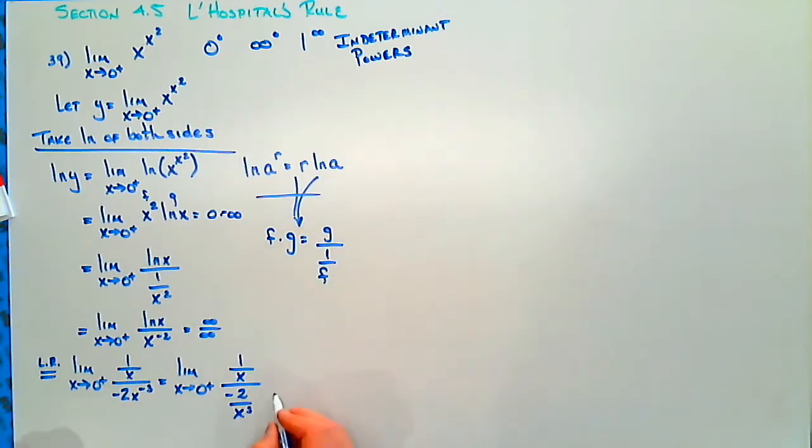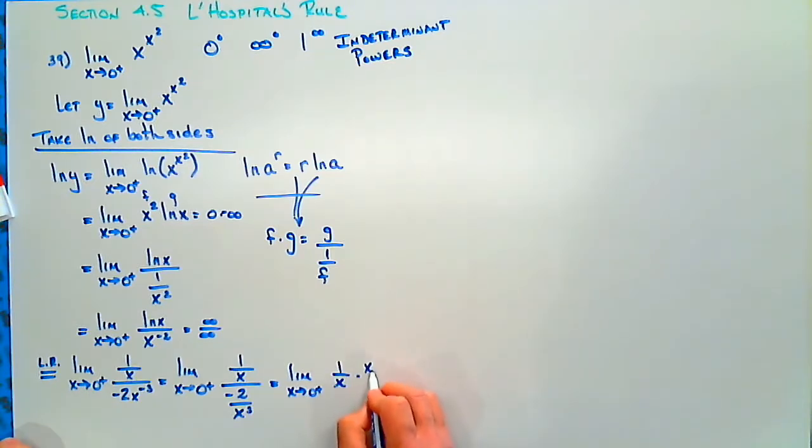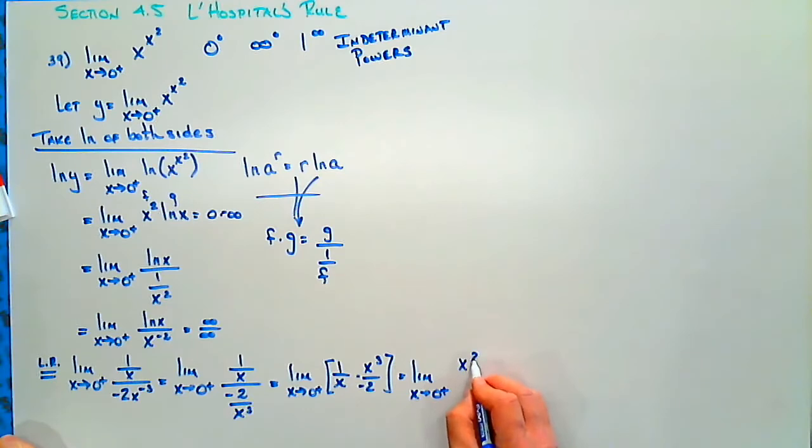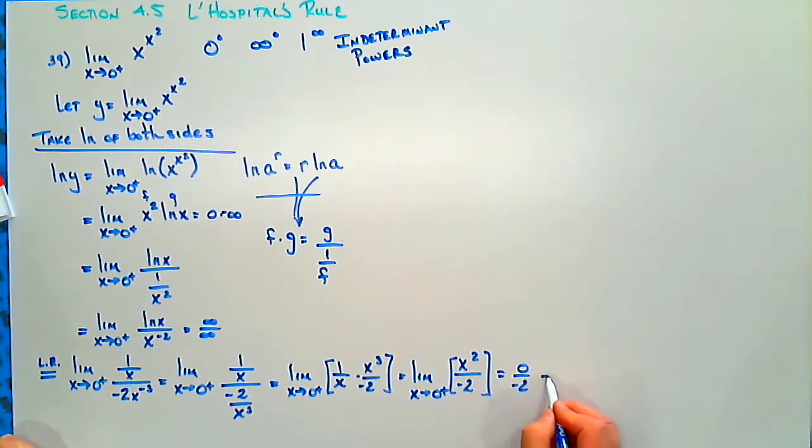Well, if we do our algebra, that's going to be the limit as x approaches 0 from the right, and we have 1 over x times x cubed over negative 2, which gets us the limit as x approaches 0 from the right, and we get x squared over negative 2. Well, we like that limit, right? You put 0 here, you square it, you get 0 divided by negative 2, you get 0.